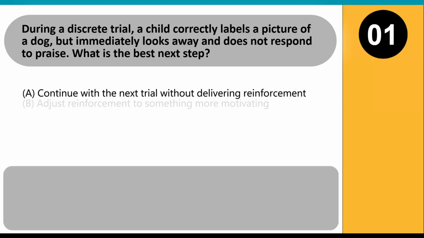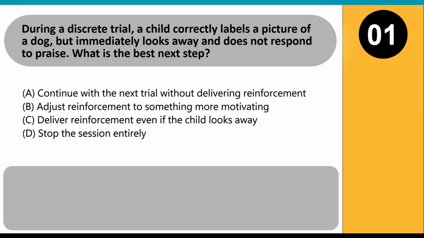During a discrete trial, a child correctly labels a picture of a dog, but immediately looks away and does not respond to praise. What is the best next step? A. Continue with the next trial without delivering reinforcement. B. Adjust reinforcement to something more motivating. C. Deliver reinforcement even if the child looks away. D. Stop the session entirely.